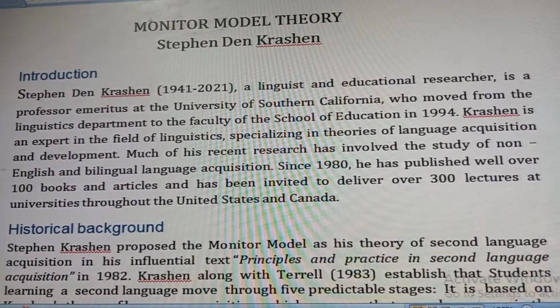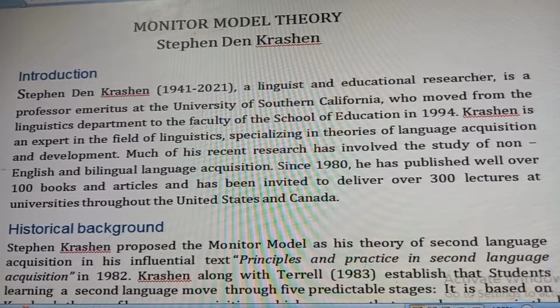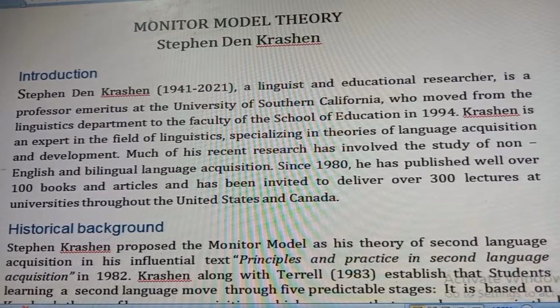Monitor Model Theory, Stephen Krashen. Introduction. Stephen Krashen, born 1941, a linguistic and educational researcher, is a professor emeritus at the University of Southern California, who moved from the linguistics department to the faculty of the School of Education in 1994. Krashen is an expert in the field of linguistics, specializing in theories of language acquisition and development.